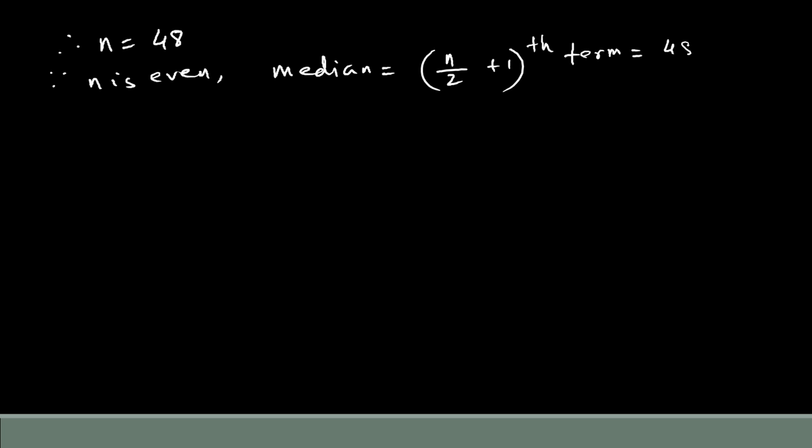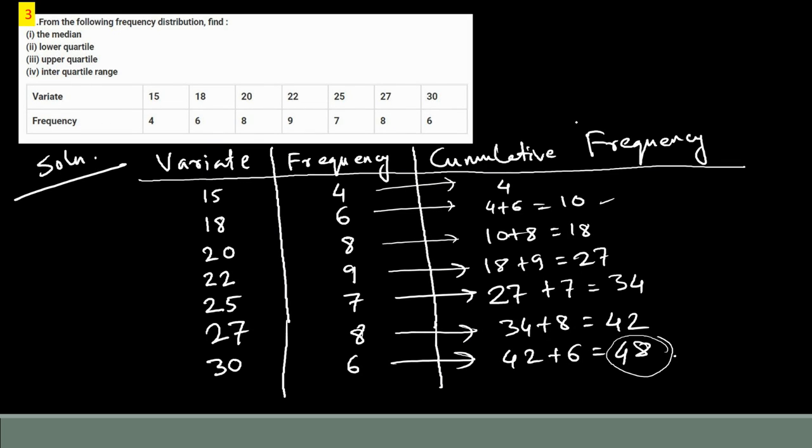Since n is even, the median will be which number? The n by 2 plus 1th term, right? That is 48 divided by 2 plus 1th term. What is that? 25th term. So the 25th term will give you the median. So what is the 25th term?